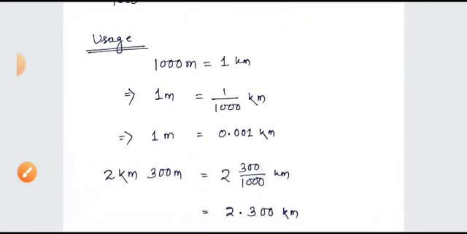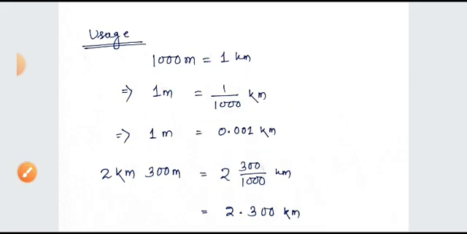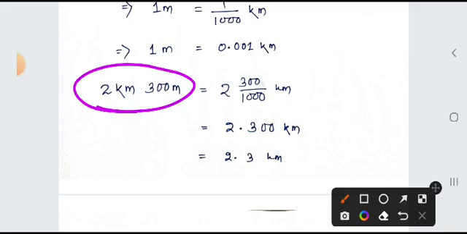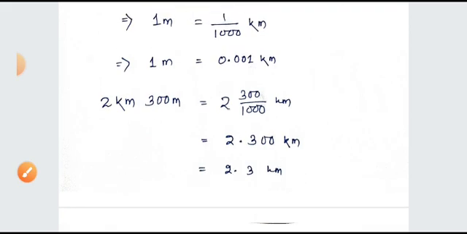And its uses: when there is a relation of 1000 times, you can relate this. 1000 meters is equal to 1 kilometer, or we can say 1 kilometer equals 1000 meters. So 1 meter is equal to 1 upon 1000 parts of a kilometer, and that can be written as 0.001 kilometer. So when we need to convert meter units into kilometer units, or when we have both kilometer and meter units and we want to represent it in single kilometer units, then the thousandth place will be used.